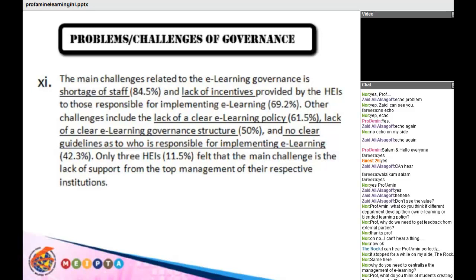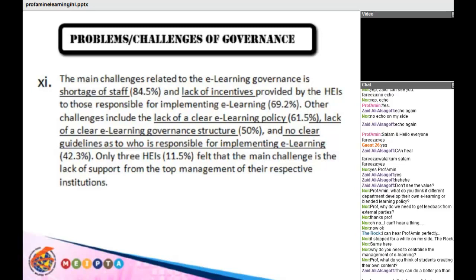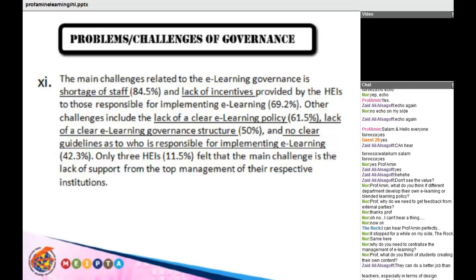Now, in UKM, we are very lucky that we've got this deputy director portfolio, and for each faculty, we've got e-learning coordinators, and they get monthly allowances. I don't think many universities get this. In many universities, they will have only one person in charge, and the rest are committee members. Committee members can also work, but if you can have proper governance, then that will be very useful. Okay, lack of e-learning policy, we've mentioned that.